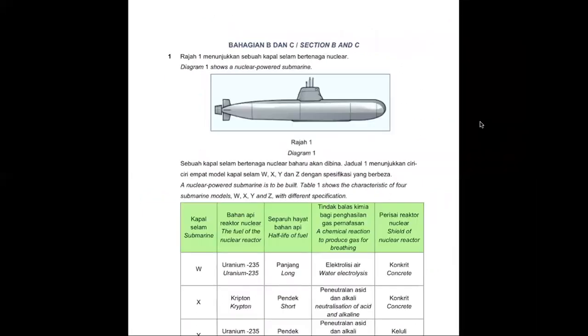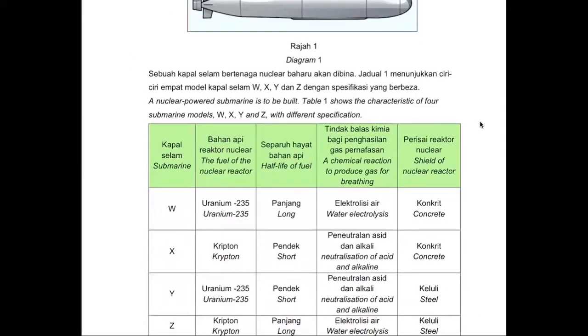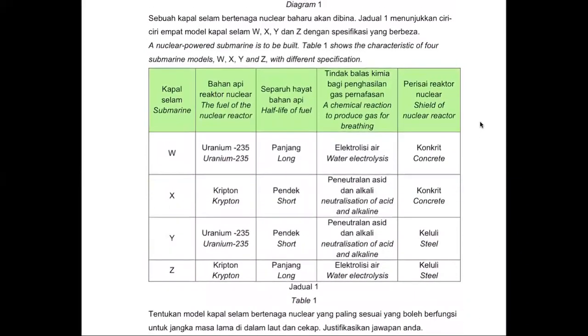Next, we will go into section B and C, making decision also. So this one is applied in a nuclear powered submarine. A nuclear powered submarine is to be built. Table 1 shows the characteristics of 4 submarine models, W, X, Y, and Z, with different specification. So usually in section B, you are given 4 characteristics.